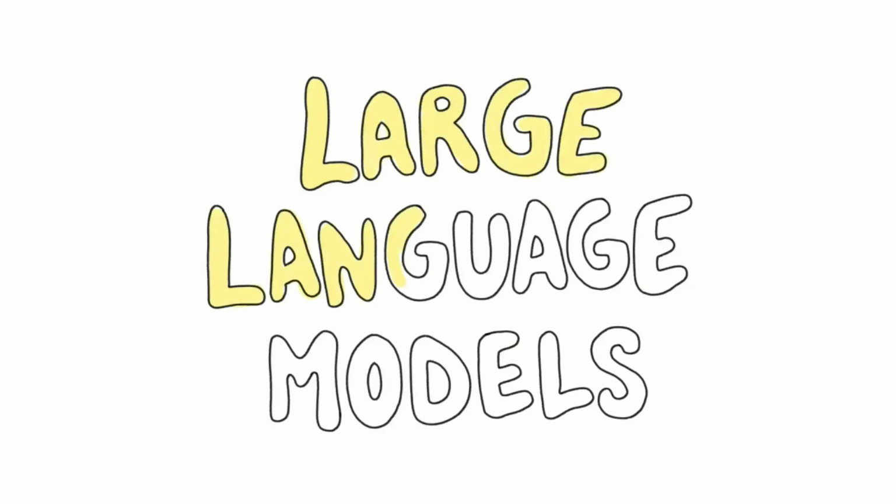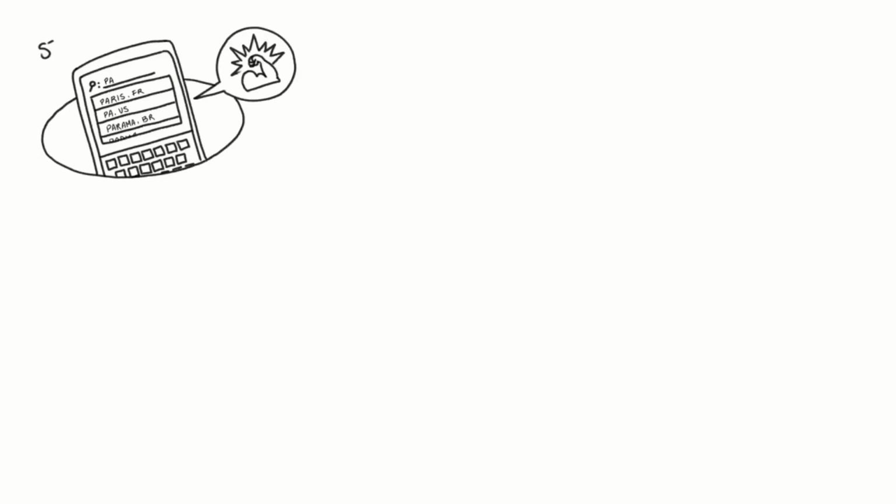Today, let's learn in simple terms what large language models are. Large language models are like incredibly smart text prediction machines. Imagine your phone's autocomplete feature, but way more powerful. LLMs can understand and generate human language that feels natural and makes sense in context.